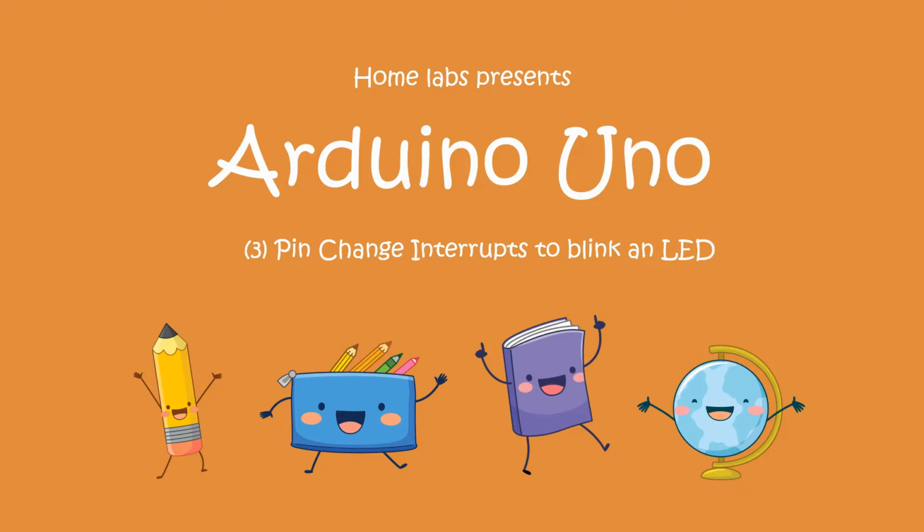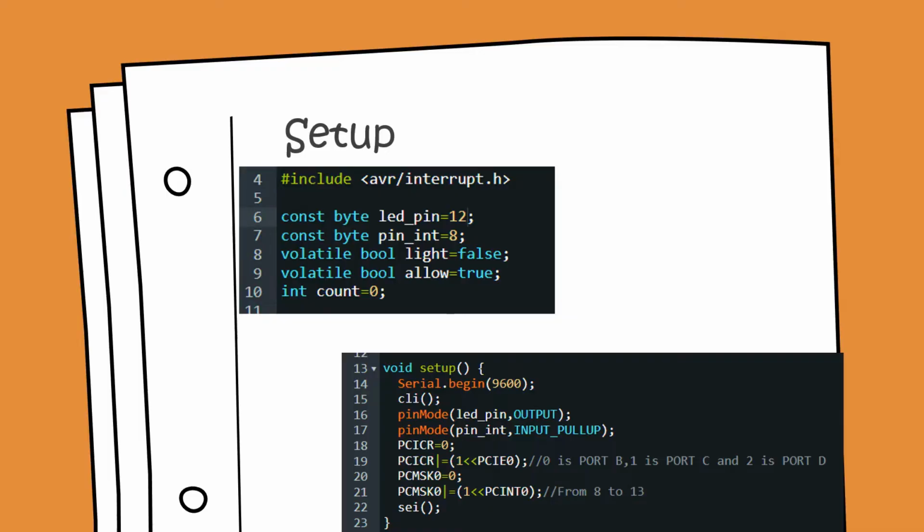Hello and welcome to one more tutorial on using pin change interrupts on the Arduino Uno. So here are the snippets to our code, and if we want to use pin change interrupts, it's advisable to include this line, avr/interrupt.h. We are using pin 12, which has been initialized as LED pin. Pin 8 will be used for the interrupt, and that's been initialized as pin_8.